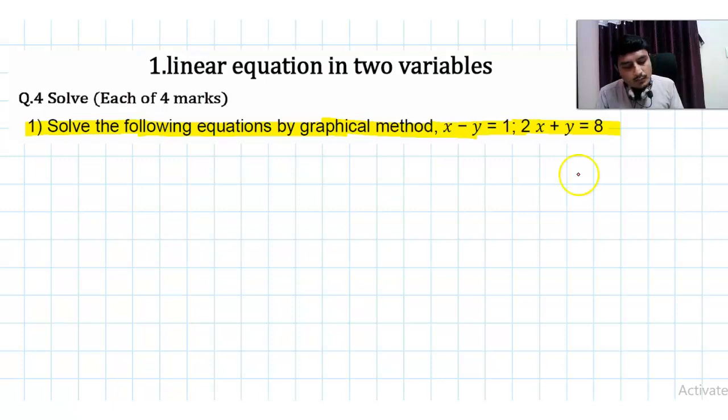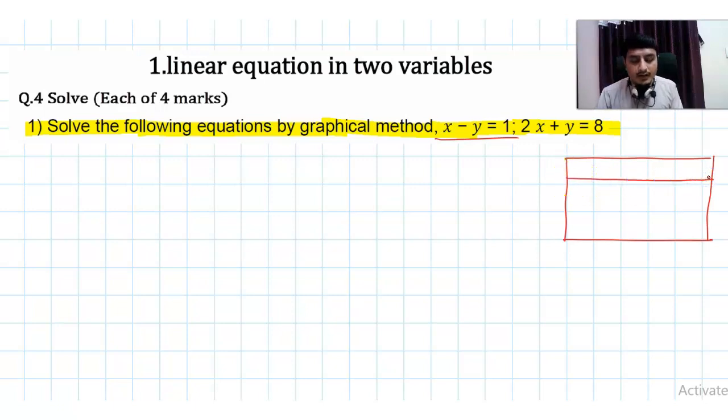So let us try to prepare the table for finding the coordinates of points that lie on the line. First line we have x minus y equals 1. So let us evaluate only two coordinates that lie on the line x minus y equals 1, because the given equation is a linear equation, so definitely it represents a straight line, and 2 points together form a straight line, so we are going to consider only 2 points here.